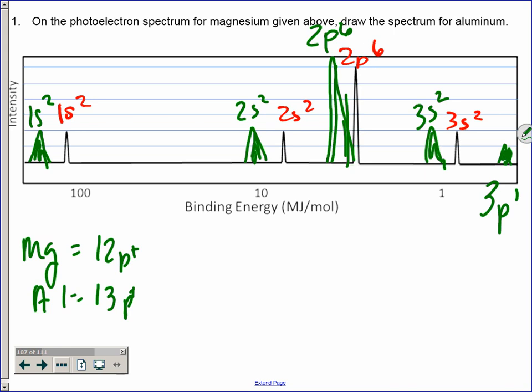Actually, I don't know if this is a copying error on the answer key. The 2p6 peak is to the left of 2s2. Is that just wrong? I don't know. I have to look back at that one. I just have my own answer. I'll look at it in a second.